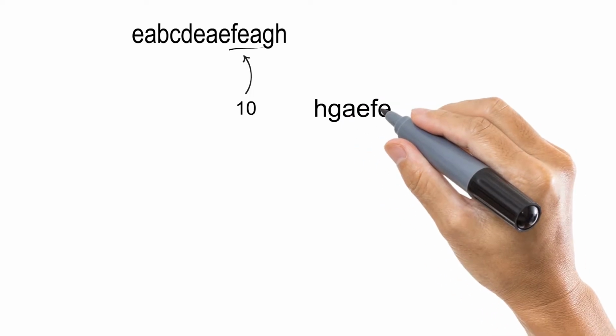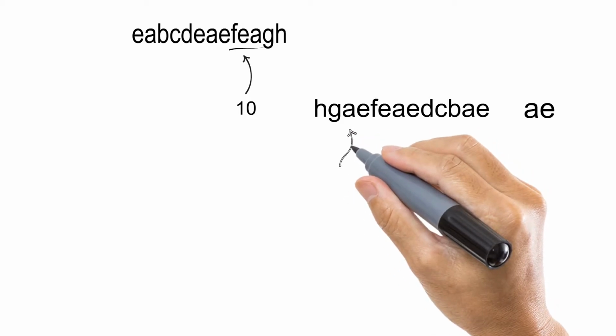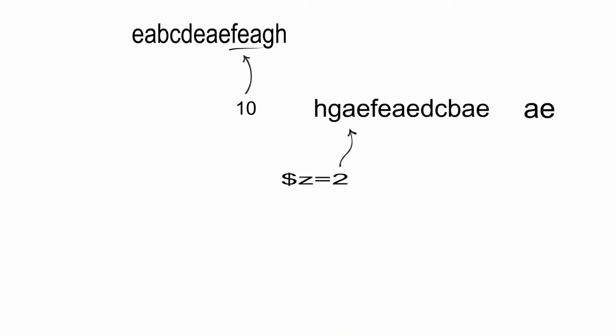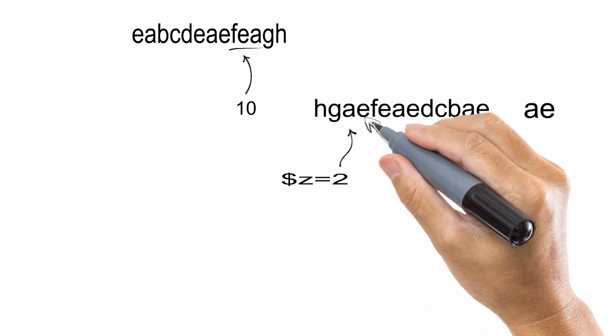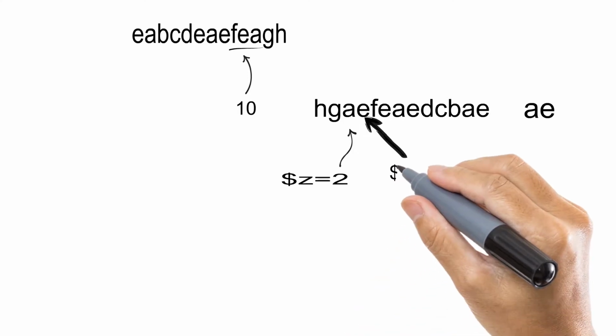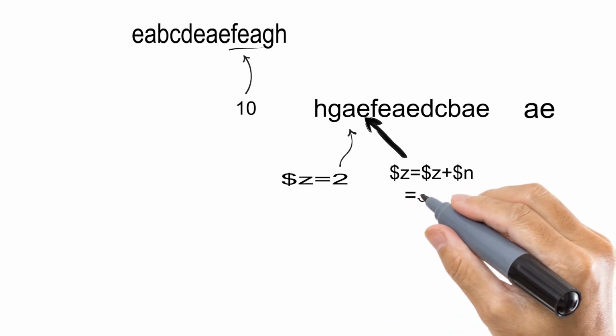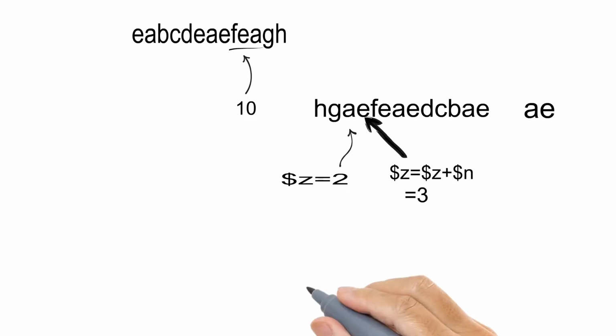Now let's say we reverse both of them. This is the reverse of large string and the reverse of small. Now let's say we use strpos on both these, so it will give me output at this position, which is $Z equals to, let's say we store it in $Z. Now we want to go to the end of the small string, that is over here, so we'll add the length of small string to $Z. Let's say $N has the length of small string.